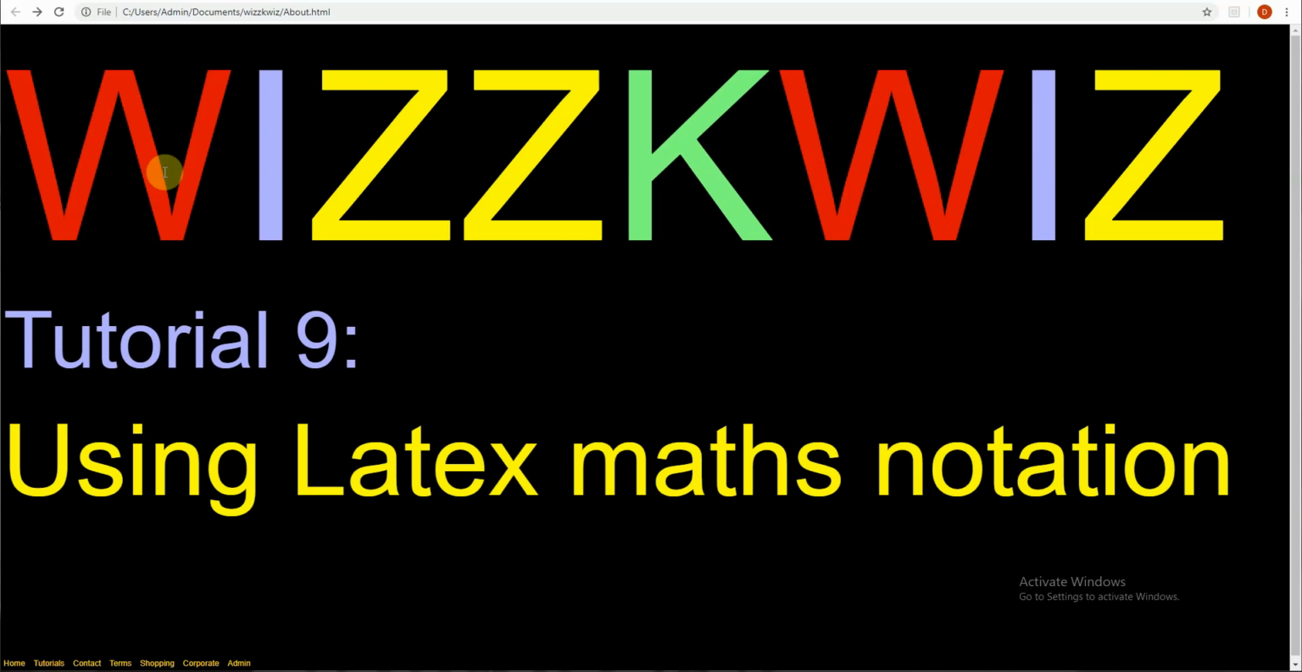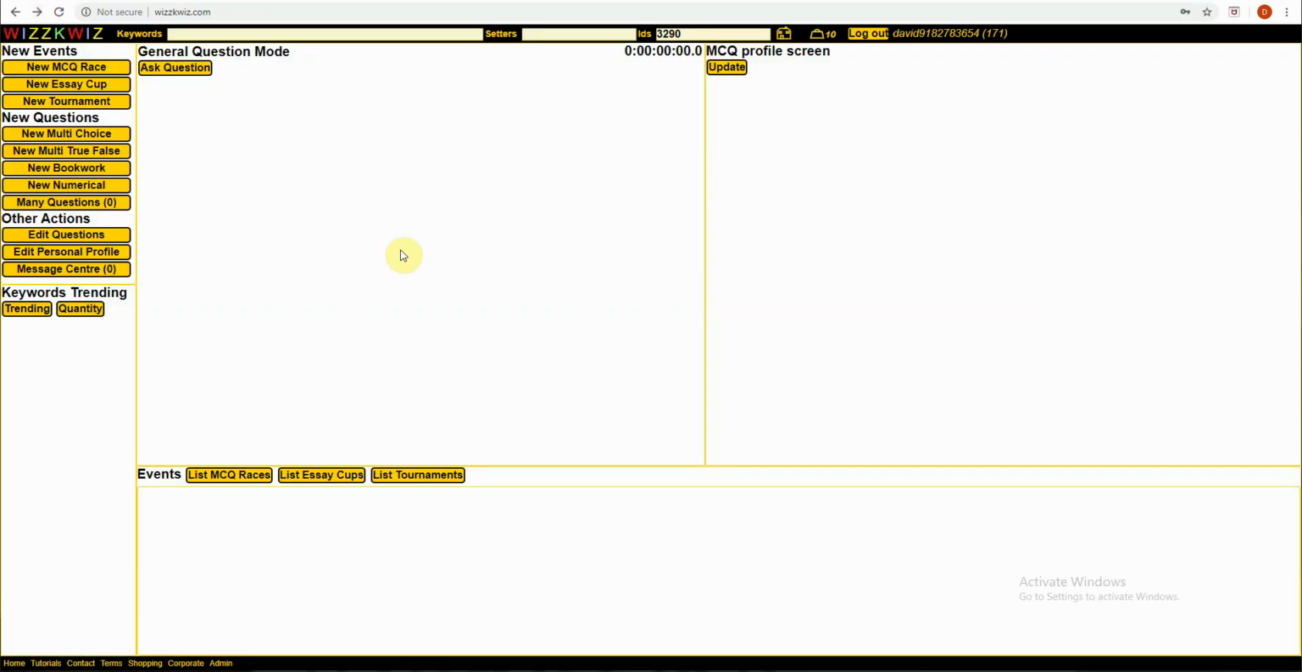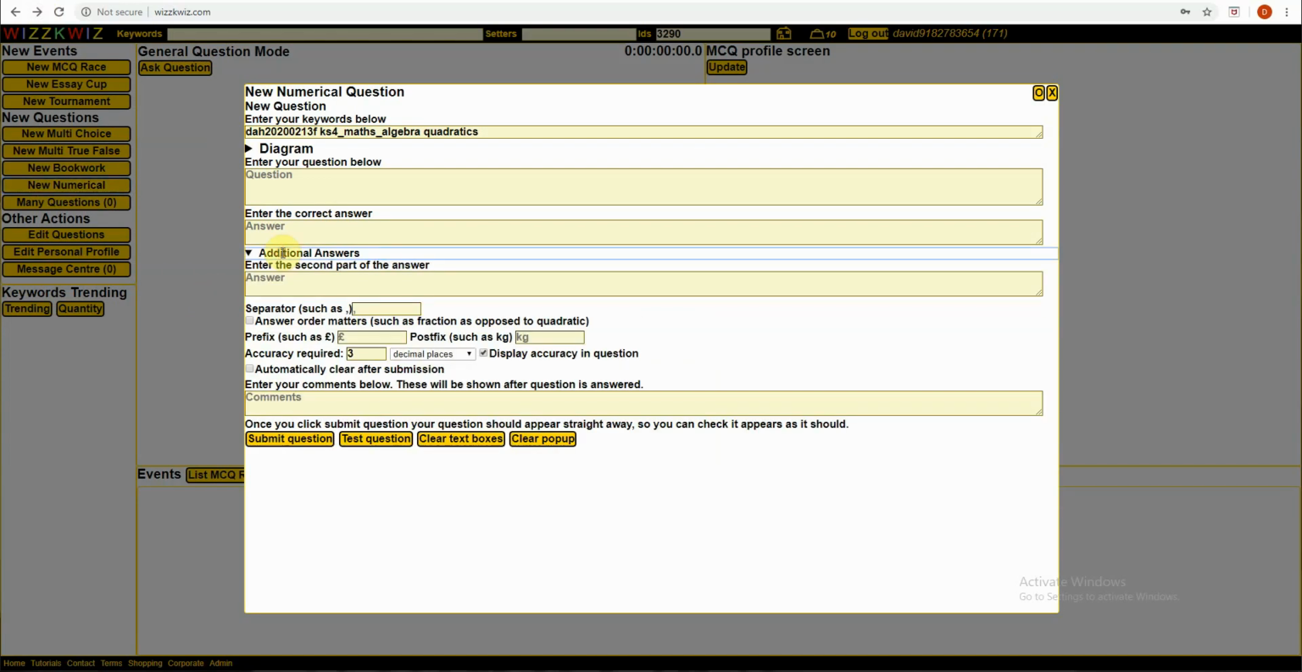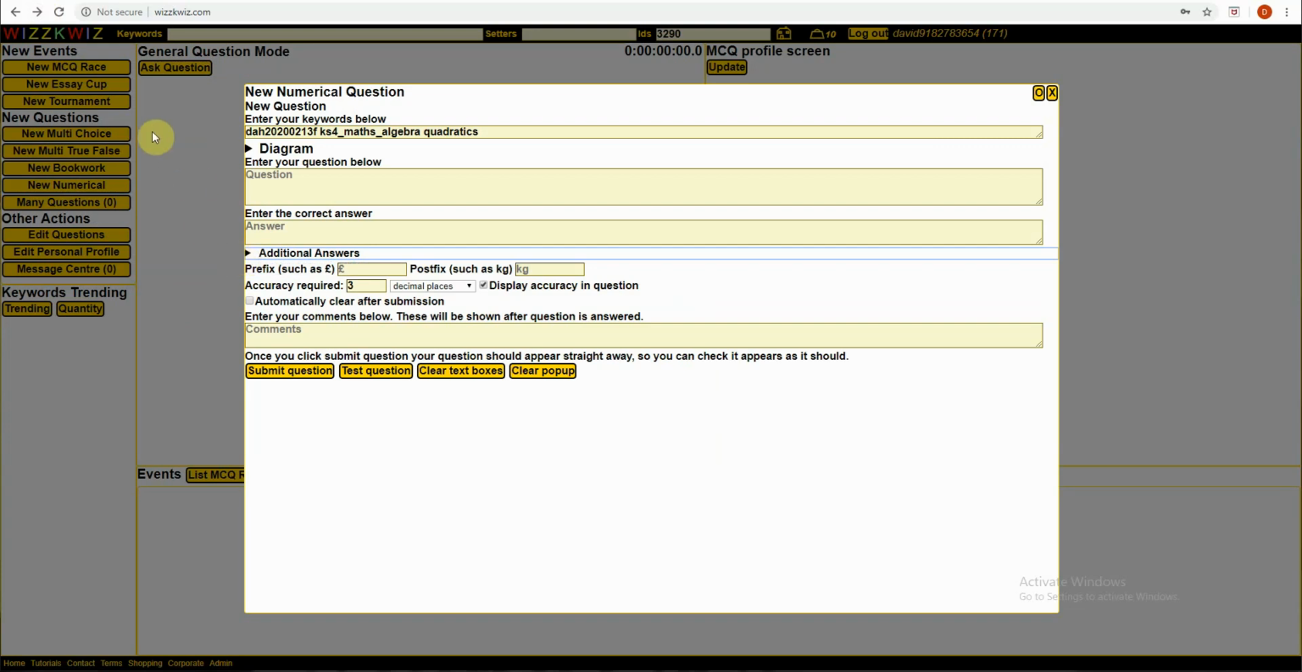So tutorial 9, we're going to look at using LaTeX math notation, and we're going to do a classic type of GCSE question, a basic quadratic. We're going to do it as a numerical question again. This time we're actually going to understand what we do with additional answers, because we're going to get two solutions because it's a quadratic. Okay, so I've got my keywords set up there.